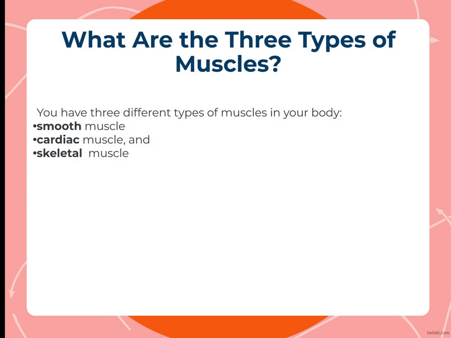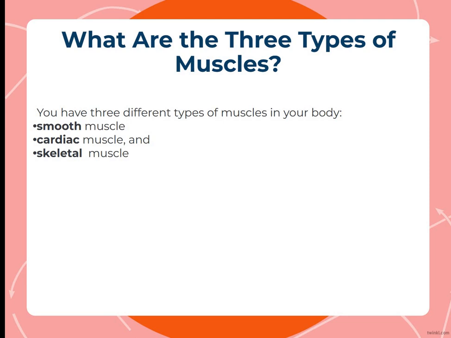So, skeletal muscles are the muscles that are attached to my bones, like the muscles in my arm, in my thigh, in my leg. These are skeletal muscles. So, how many types do I have? I have three types of muscles: smooth in my internal organs, cardiac in my heart, skeletal that are attached to my bones.